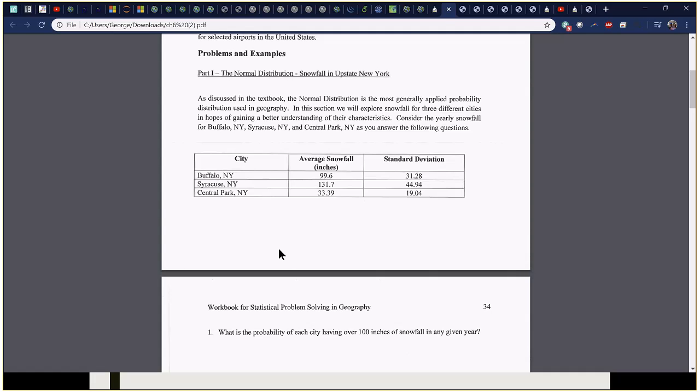Okay. So here's the standard normal distribution. And in the standard normal distribution, this is 0, and this is 1, right? But you're being given the values 99.6 instead of 0. And instead of 1, we have 31.28.